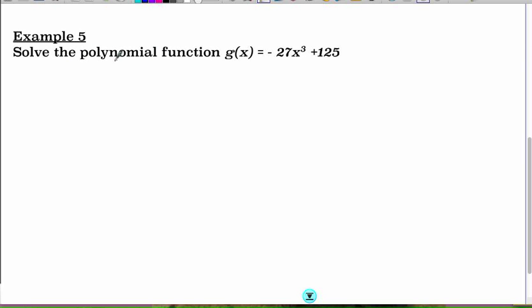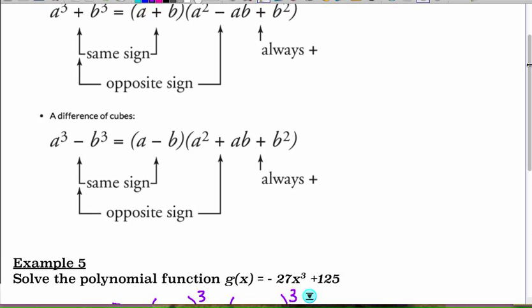So example 5, solve the polynomial function g of x, and it's -27x cubed plus 125. So looking at this, we actually have 2 perfect cubes, which is why I picked it. So 27, I know that 27 is 3 cubed. 3 times 3 is 9, times 3 is 27. So what I'm going to do is, since we're solving, again, I'm going to set this whole thing equal to 0. I'm going to rewrite this as something cubed plus something cubed.